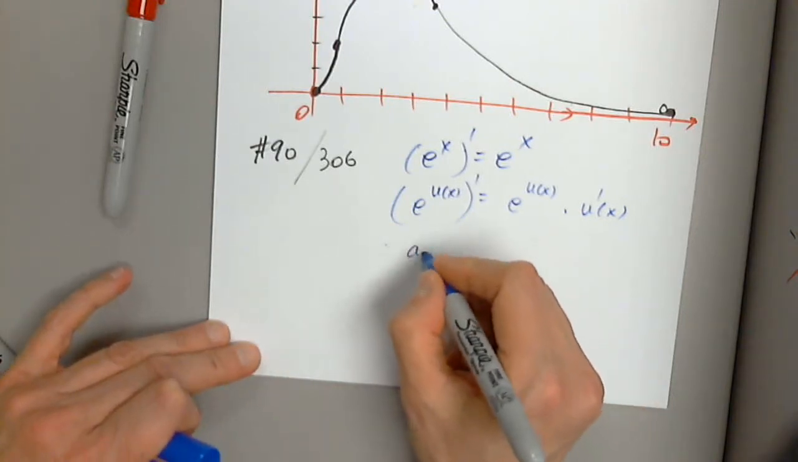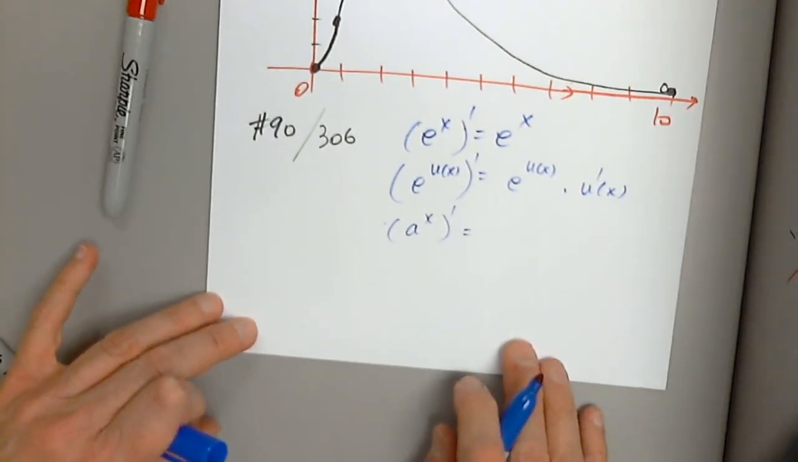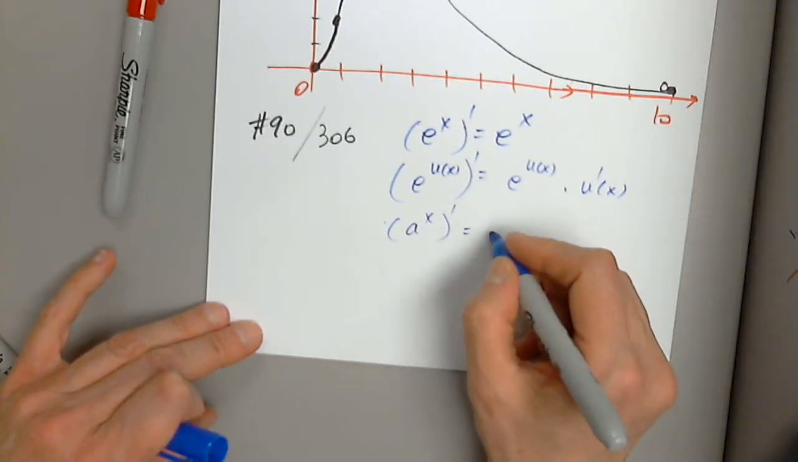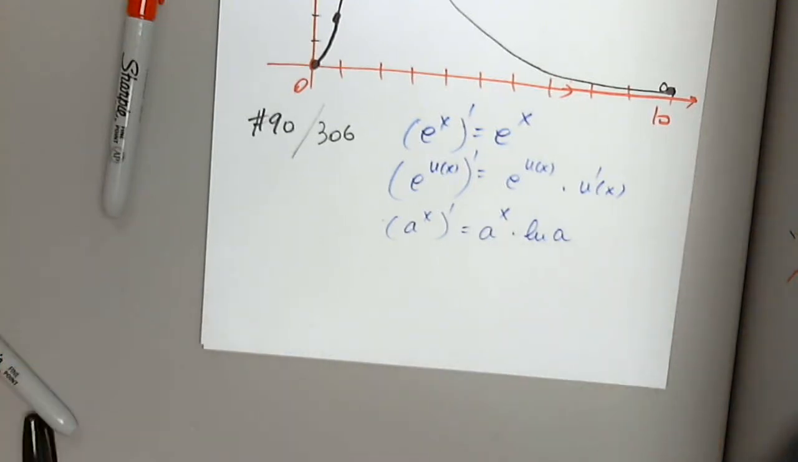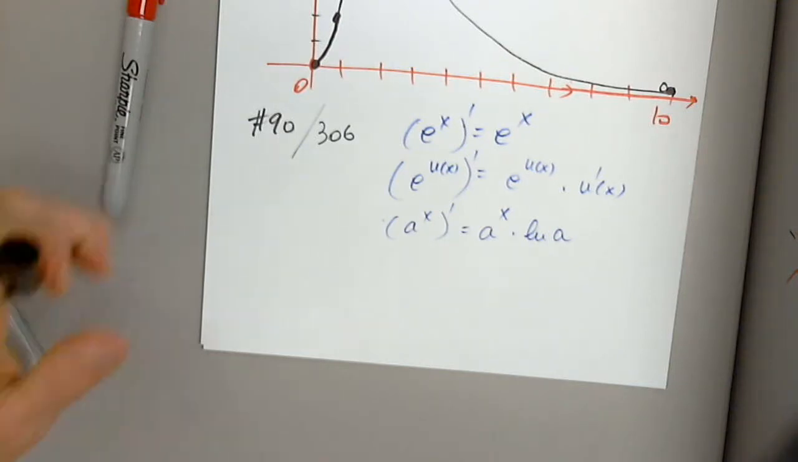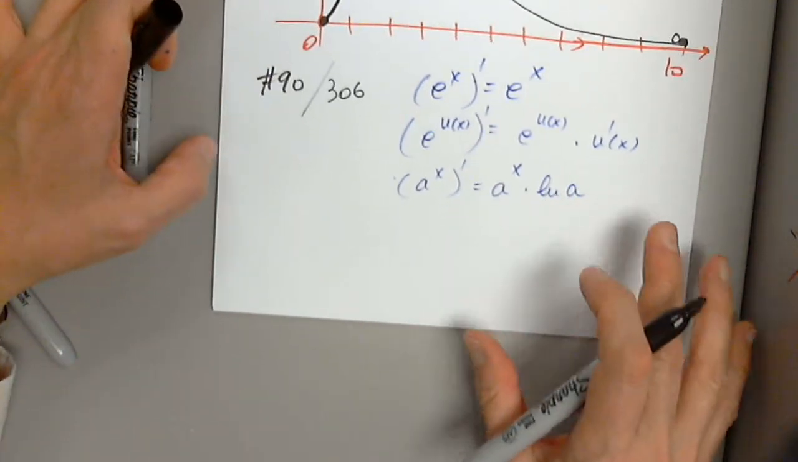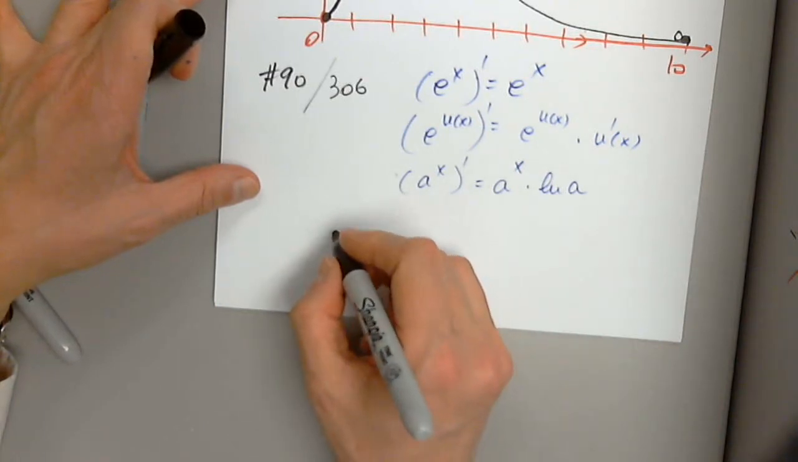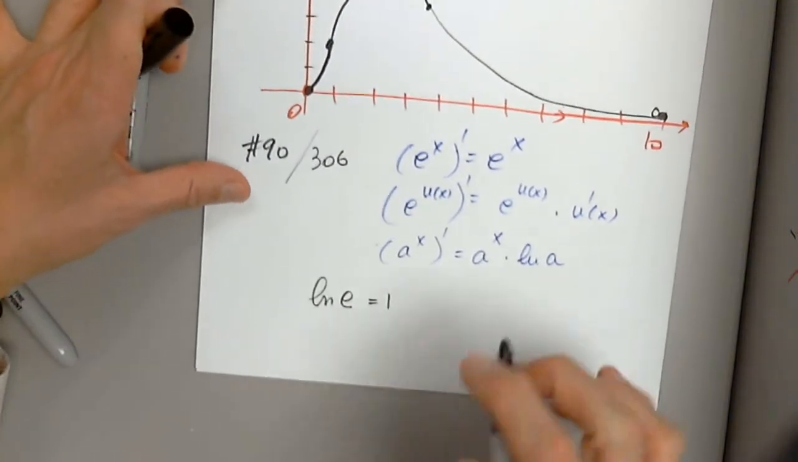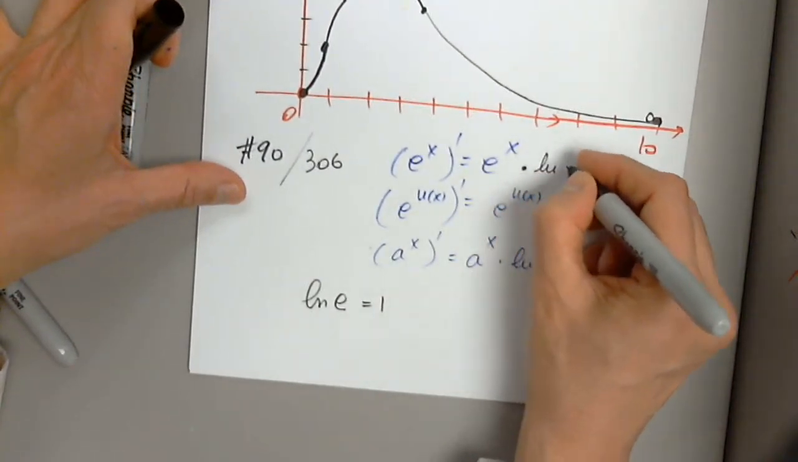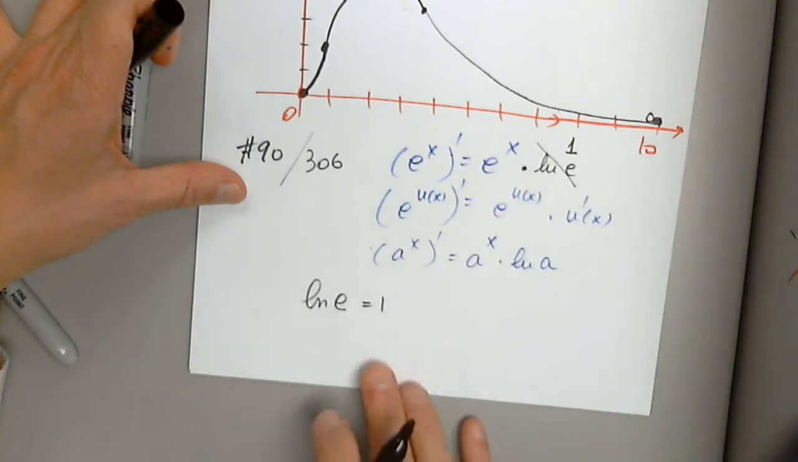What about a to the x? A to the x prime is a to the x times natural log a. We haven't discussed natural log a until 3.2, that's my dilemma, and I don't like just giving you stuff to memorize. But if you remember, before we graph the natural log function, natural log of e is 1. So here we should be writing times natural log e. We don't, because it's 1.